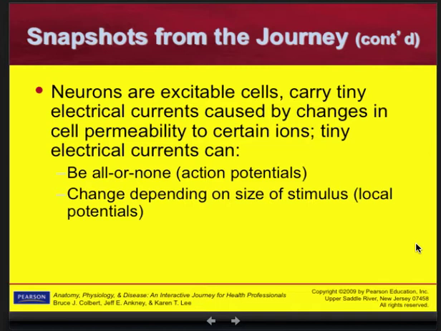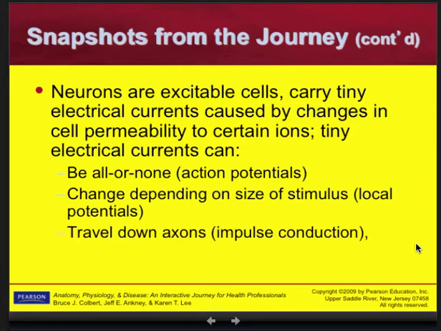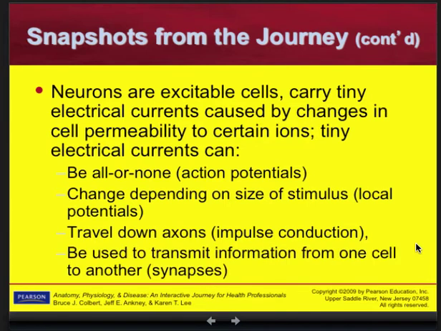Or they can change depending on the size of the stimulus and the distance from that stimulus, and those are called local potentials, and we see those primarily in the soma of the neuron, the cell body. They travel down the axon if the action potential is going to be fired. Once we begin that series of events, we cannot stop it. This is what's termed impulse conduction.